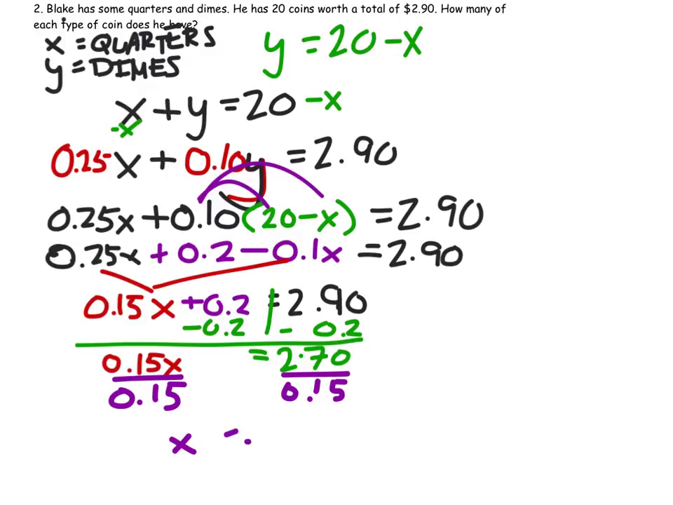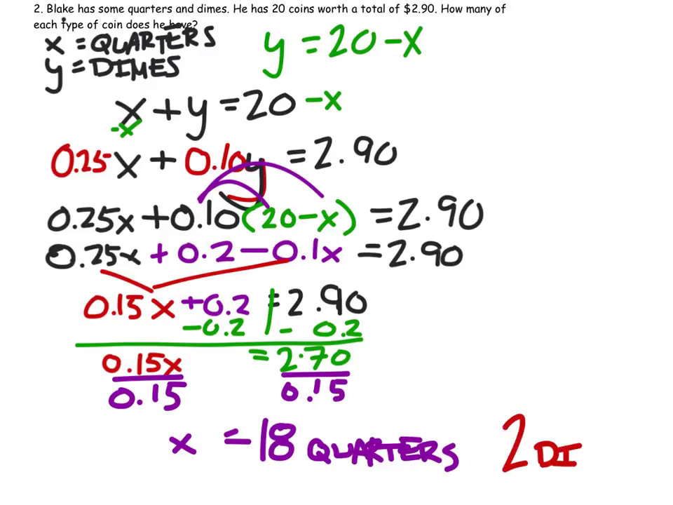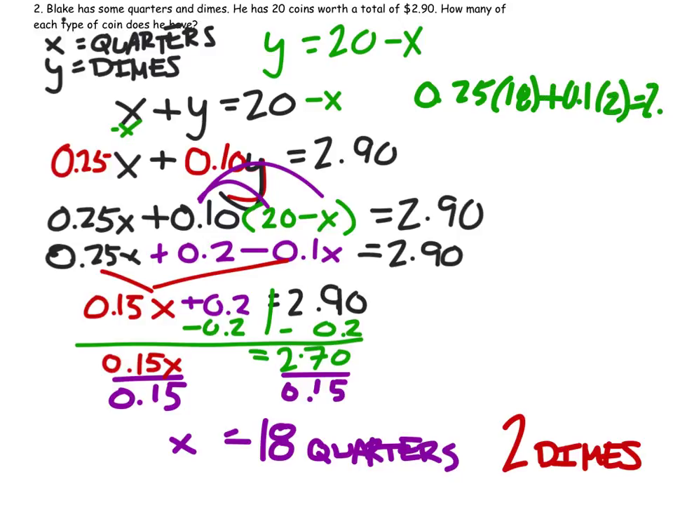And we get x equals 18 quarters. Well, if we know there's 18 quarters and there were only 20 total coins, that means only 2 of them should be dimes. Oh, magic. So again, we should check this, right? That would satisfy the top equation, x plus y equals 20: 18 plus 2 is 20. But let's try the rest of this. So I got 0.25 times 18, plus 0.1 times 2. This should equal 2.90, right? So does this give us a true statement? Let's find out. 0.25 times 18 would be 4.5.